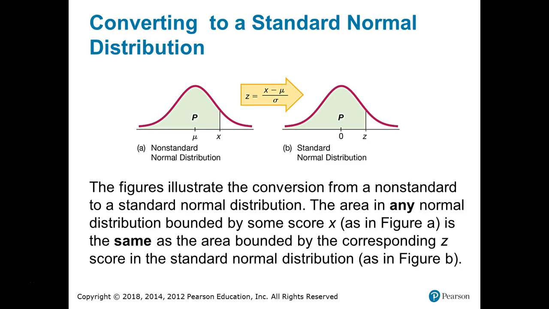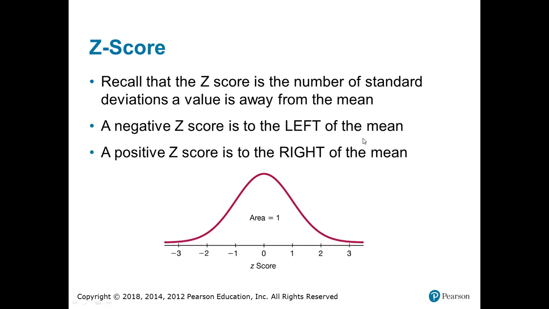So to convert it, again, you have your non-standard normal distribution with your mean being in the middle and then your x values being right here. Now we're making the middle a 0. And then along the x-axis now are your z-scores. So recall that a z-score is the number of standard deviations a value is away from the mean. A negative z-score is to the left, and a positive z-score is to the right.